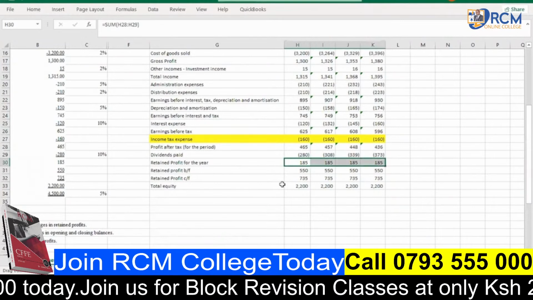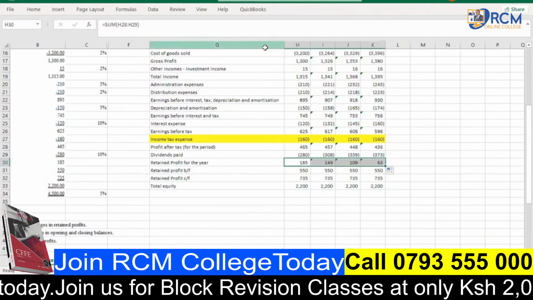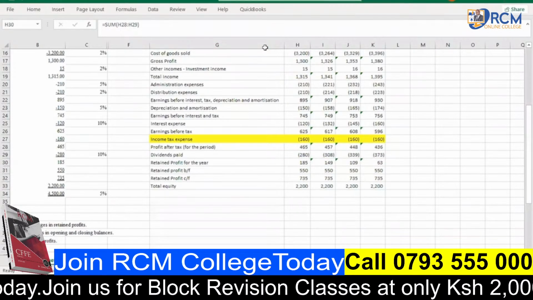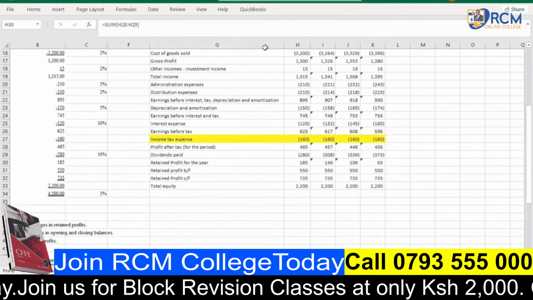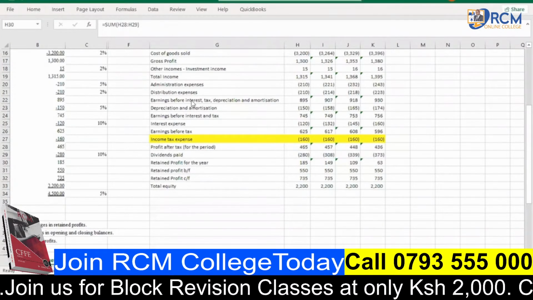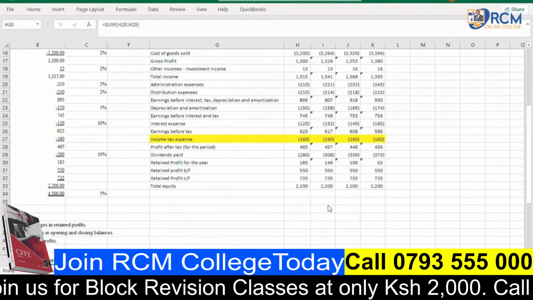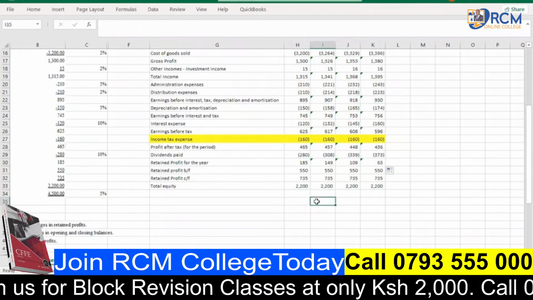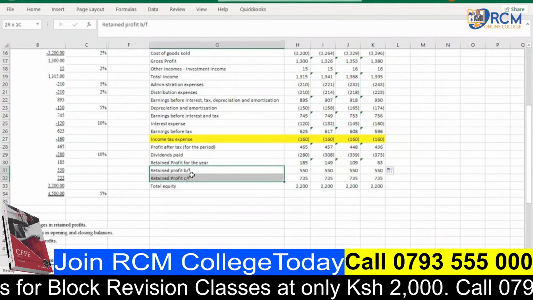So if you are able to go through the video for the income statement, which I did not lock because it is useful for you during your exams, it is needed. It helps you to get some concept on how to deal with retained profits.